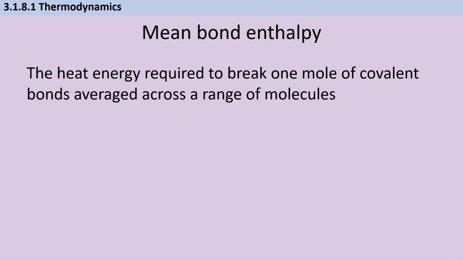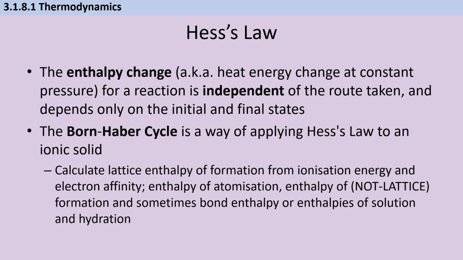Mean bond enthalpy is the heat energy required to break 1 mole of covalent bonds, and it's averaged across a range of molecules. Hess's law tells us that the enthalpy change or heat energy change at constant pressure for a reaction is independent of the route taken, and Hess's cycles allow us to make predictions about enthalpies that are difficult to measure directly. The Born-Haber cycle is a really specific version of a Hess cycle, and it's applied to an ionic solid. It allows us to calculate the lattice enthalpy of formation by using ionisation energy, electron affinity, enthalpy of atomisation, and enthalpy of formation.